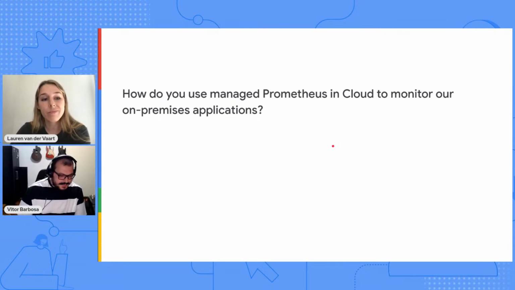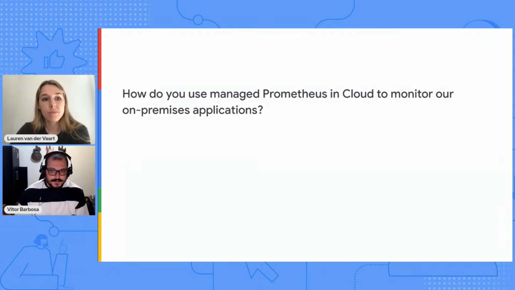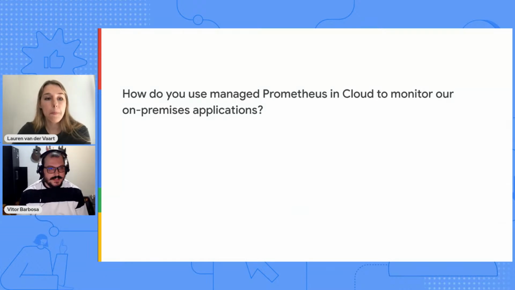Yeah, awesome. Cool. Okay. How do you use managed Prometheus in cloud to monitor our on-prem applications? Okay. Managed Prometheus is basically the same Prometheus that you use on your on-premises environment. So you can use basically the same way that you are already using to scrape metrics from your Prometheus into the managed Prometheus. You can use the Cloud Ops agent.